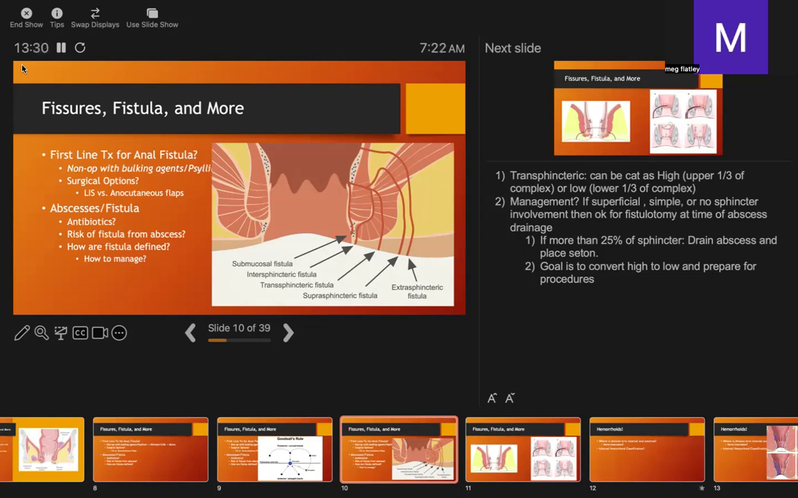Transsphincteric, you can categorize as high or low, depending on the actual location within the anal canal and the rectum.